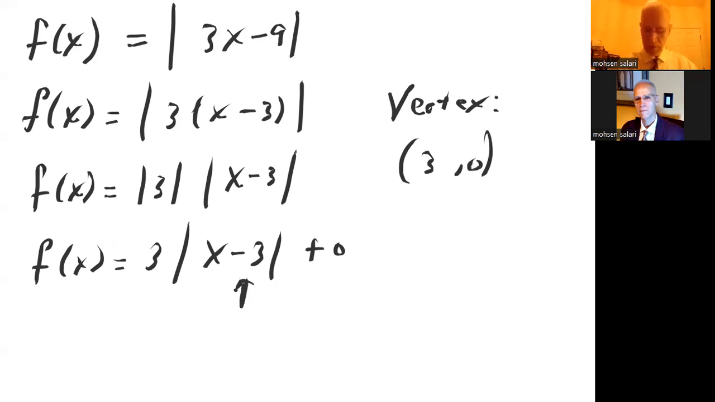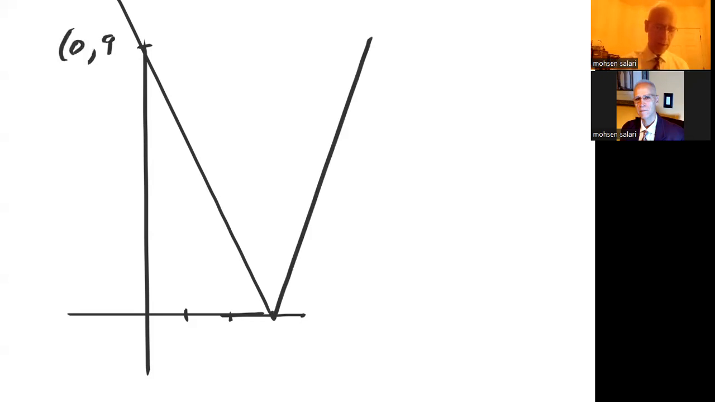Let me go ahead and go to the next page. The graph is going to look something like this. 1, 2, 3. I'll just stretch it a little bit. And 3x minus 9 has a y value of, let's say, 9 somewhere in here. So this is going to look something like this. And this one was 0, 9. Okay. And so what conclusions can we make?